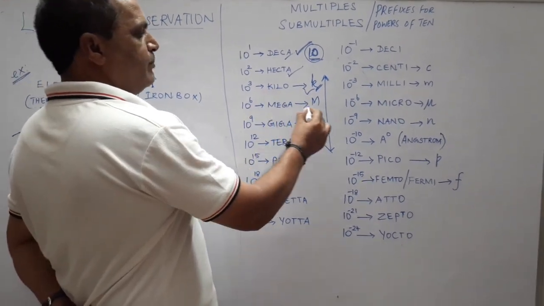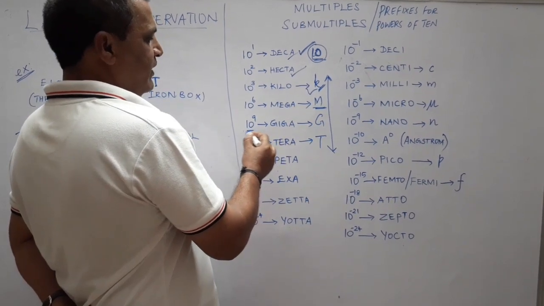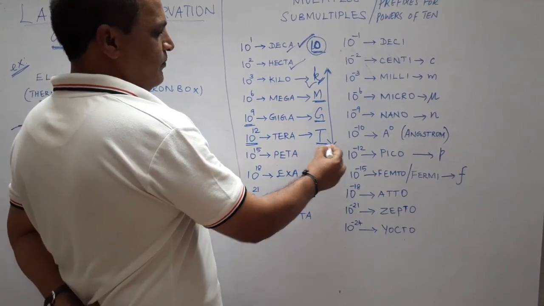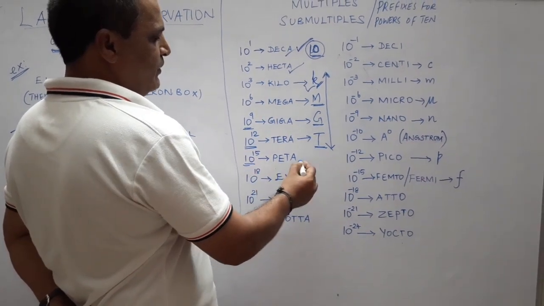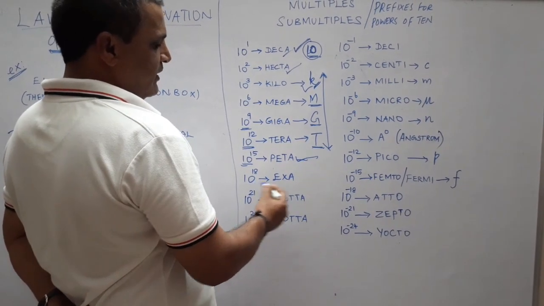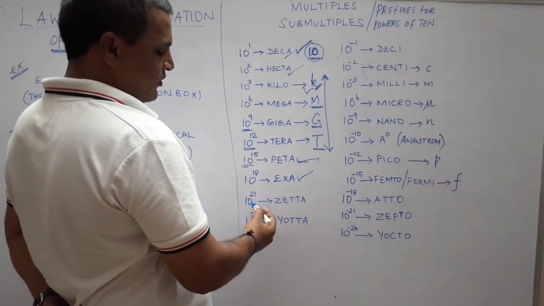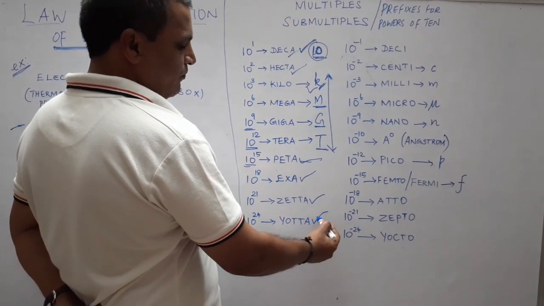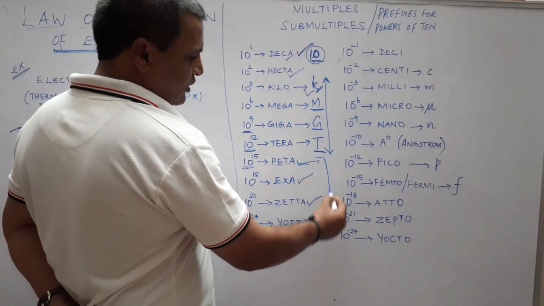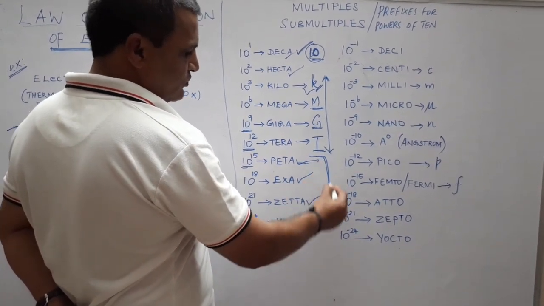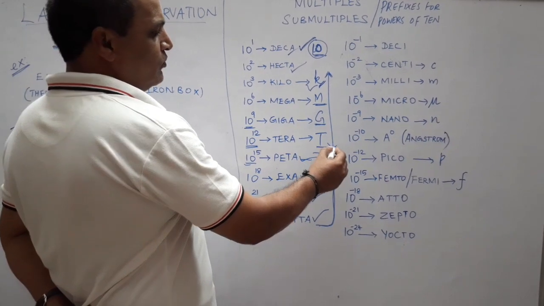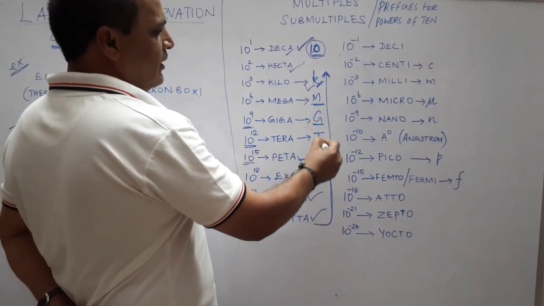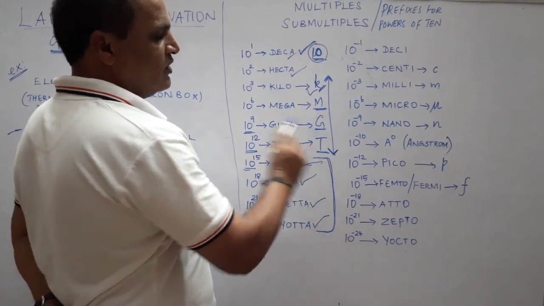10 power 6 is mega. 10 power 9 is giga. 10 power 12 is tera. 10 power 15 is peta. 10 power 18 is exa. 10 power 21 is zetta. 10 power 24 is yotta. You can just forget all these. We are not going to use them, but we are going to use very frequently these four: kilo, mega, giga and tera as far as physics problems are concerned.